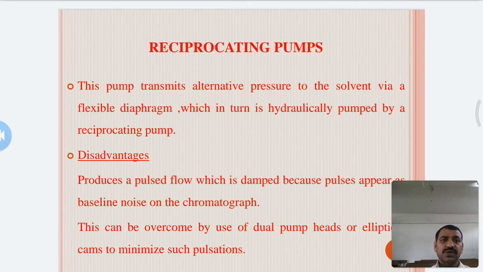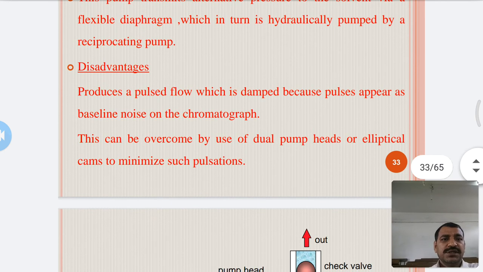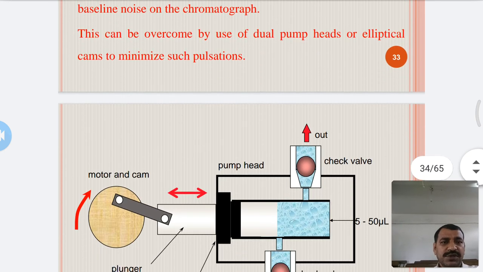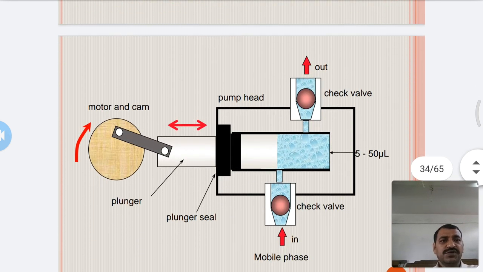So this reciprocating pump has a disadvantage, because it produces noise on the chromatogram. This can be overcome by using a dual pump head to minimize such pulsation. This diagram shows the reciprocating pump.